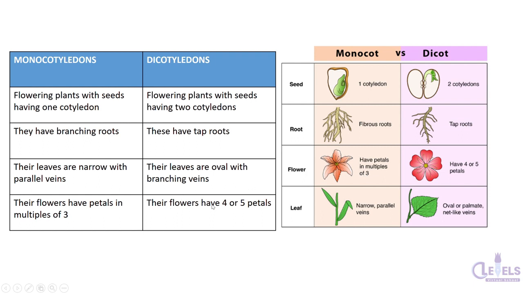Dicotyledonous flowers have 4 or 5 petals. So they could have 5 or 4 petals like this. They're all arranged in one circle.